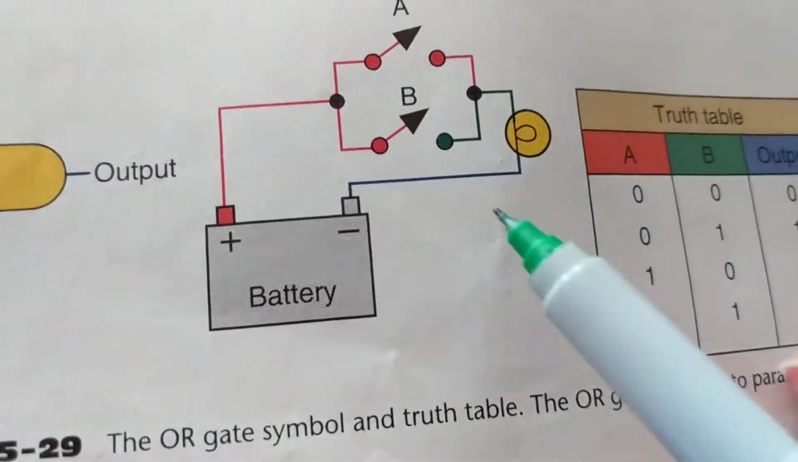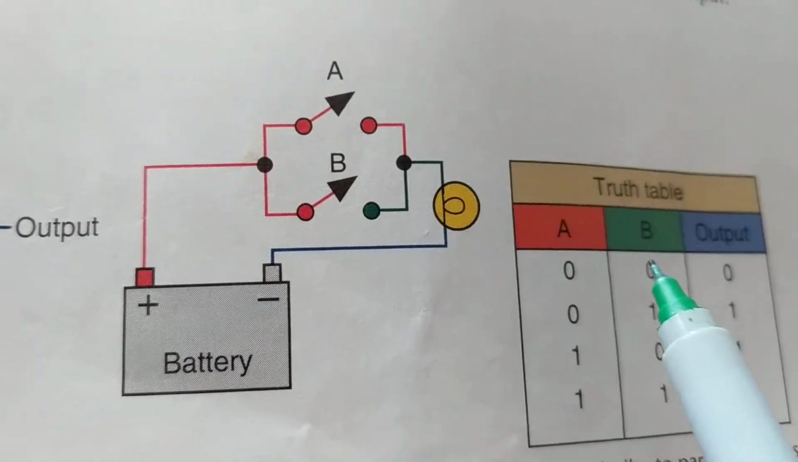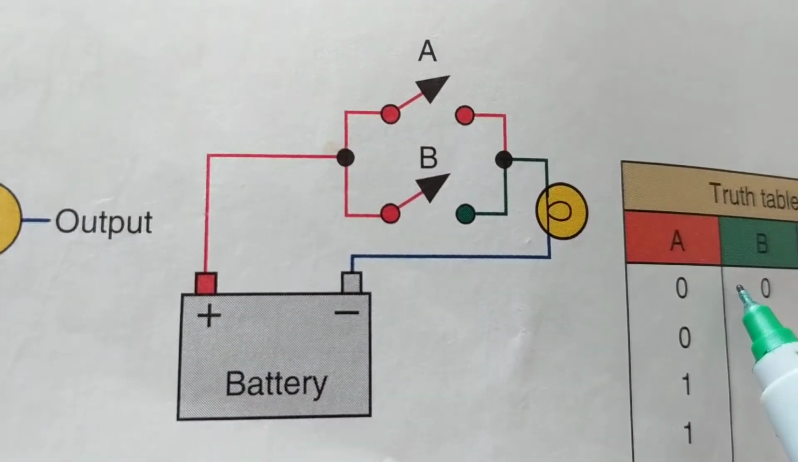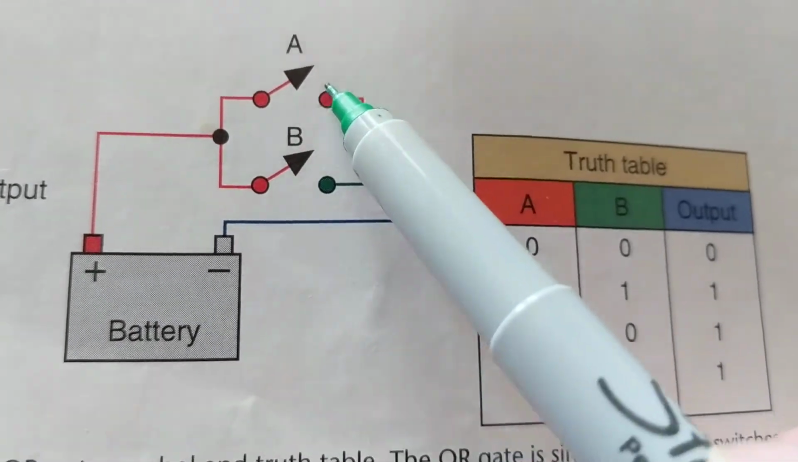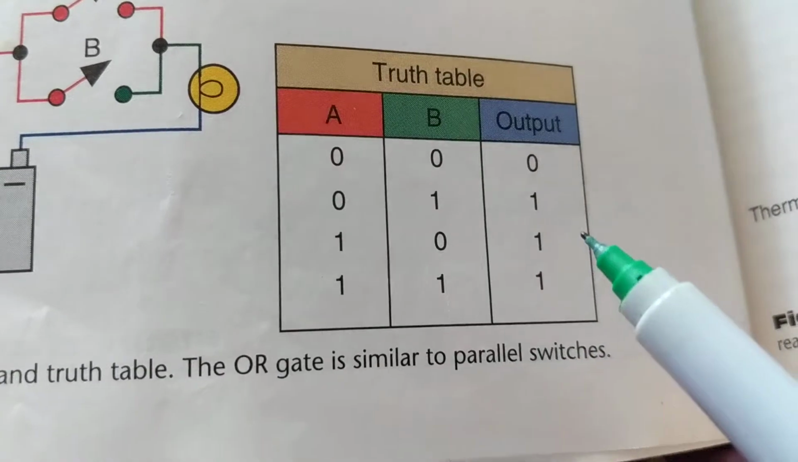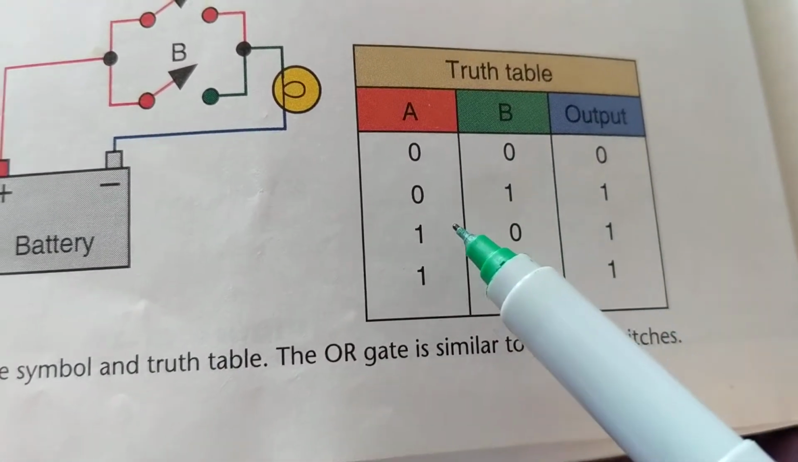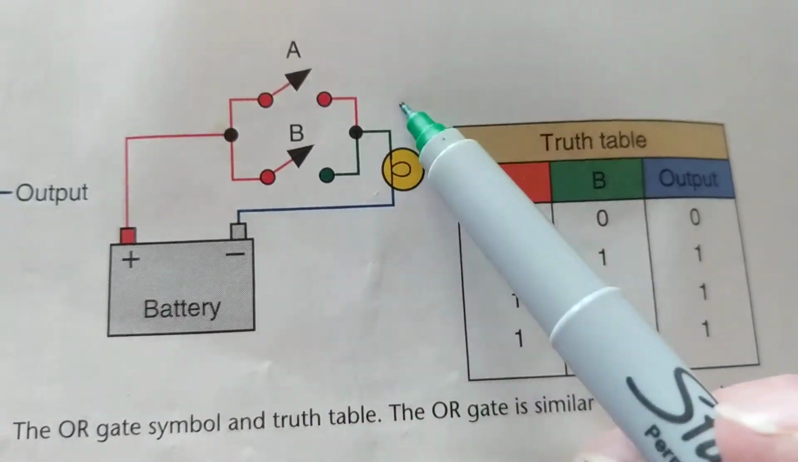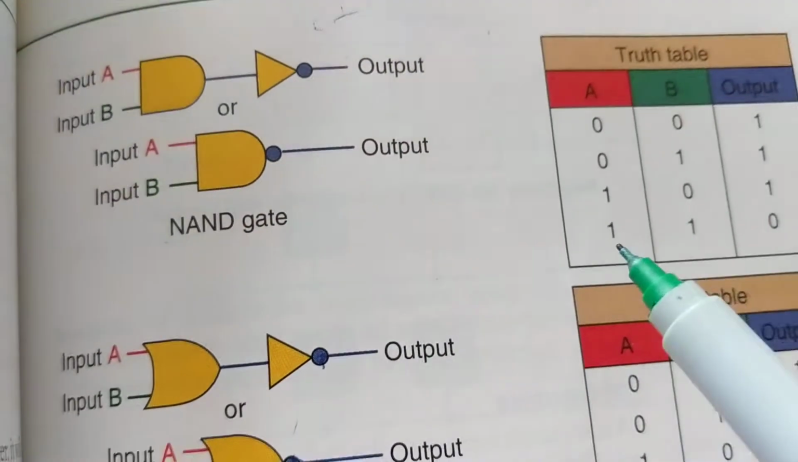But anyway, for an OR gate, what you need is either one of these could be closed. If A is closed or B is closed, then you get a 1. So this is what you see over here, a 1, a 1, a 1, when either one of them is 1, or both of them are 1. So this is what happens. This is not correct.